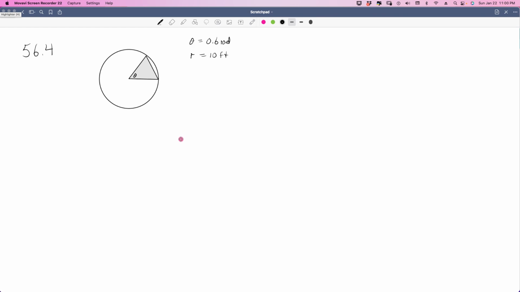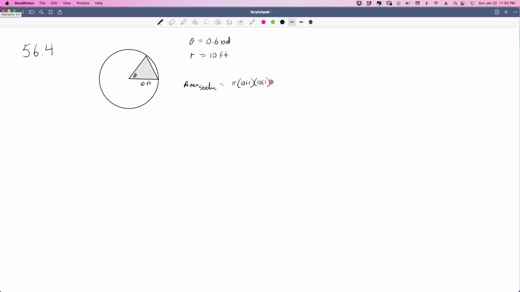In this practice problem, we are given radians instead of degrees. So we're going to use radians to solve the problem. Our central angle is 0.6 radians, and our radius is 10 feet. So here's how we would set that up. The area of the sector is going to be pi r squared. I'm going to go ahead and just put the numbers in to make it easier. So that would be pi times 10 foot times 10 foot.